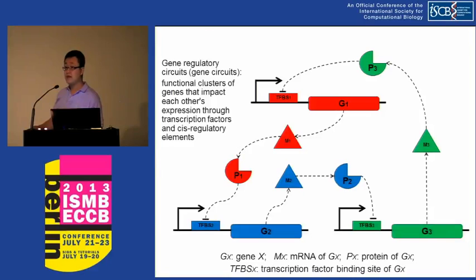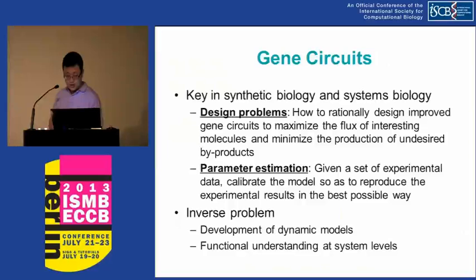This kind of network has a specific name called gene regulatory circuits, or gene circuits for short. The definition is that it is a functional cluster of genes that impact each other's expression through transcription factors and cis regulatory networks. This is the model that we are going to target in this talk. Gene circuits is a very important concept in systems biology and synthetic biology.